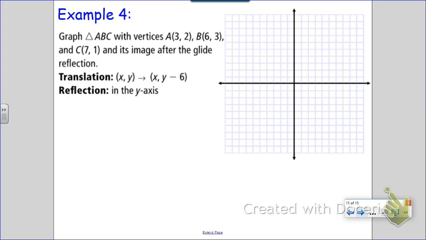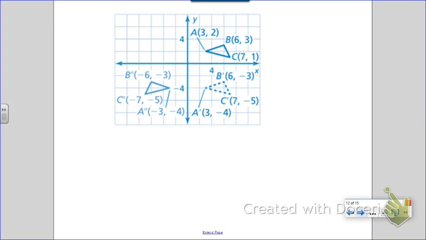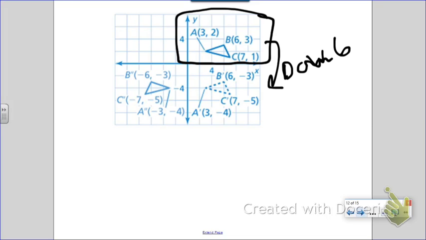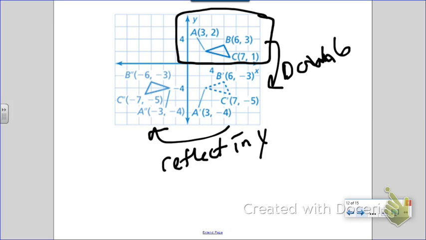So here's what this will look like. The original image is ABC. That's this one here in this quadrant. First it asked us to move it down 6, so this is moved down 6. And then we're asked to take that image and reflect it in the y-axis. So that will change the x-coordinate to be the opposite coordinate. You can see by the points.